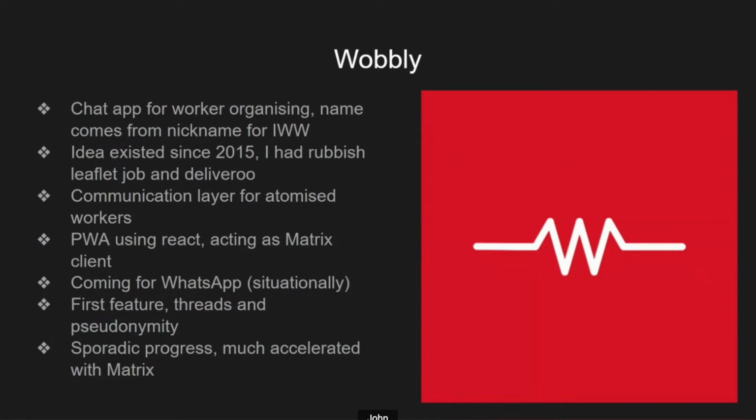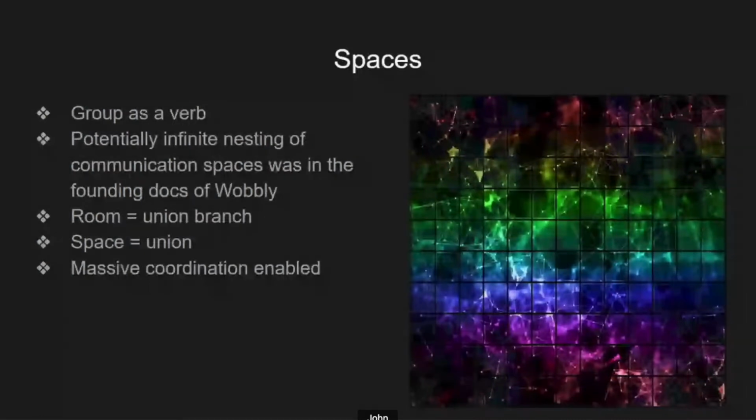The actual technology is a progressive web app using React, acting as just a Matrix client. We have ambitions to go React Native and mobile apps and that kind of thing. But for now, the proof of concept is a progressive web app. So the idea is a communication layer for atomized workers. What can we do with them in it? So there are two Matrix things that are very exciting for Wobbly.